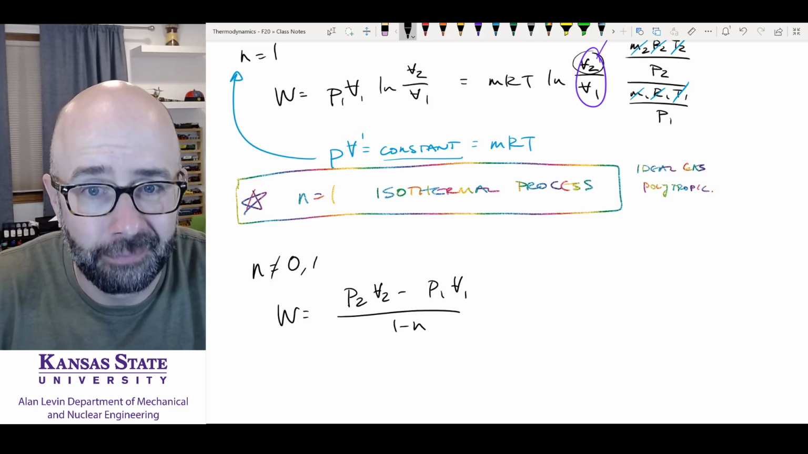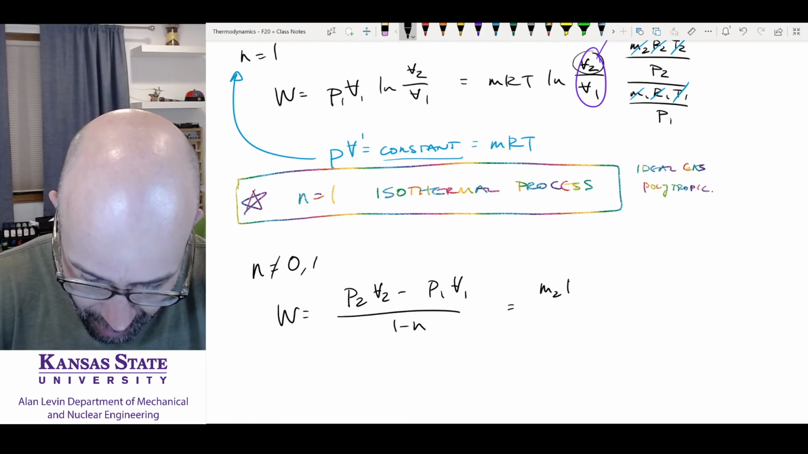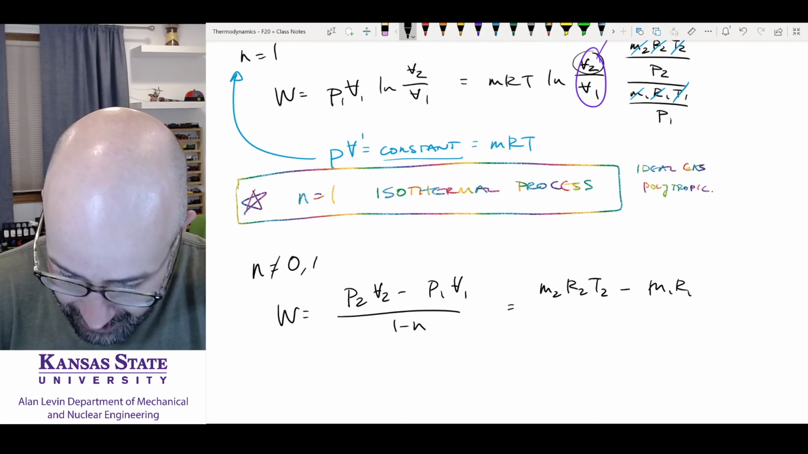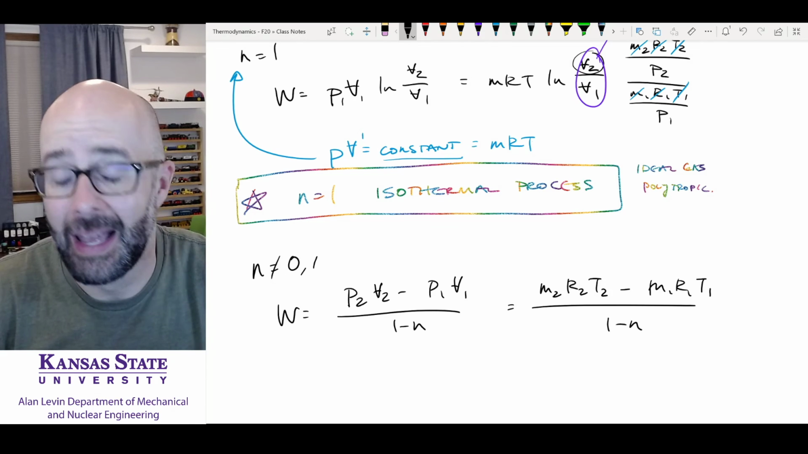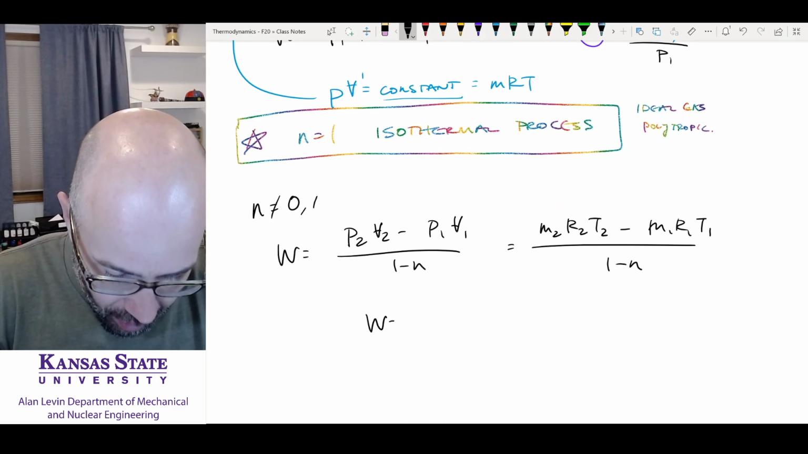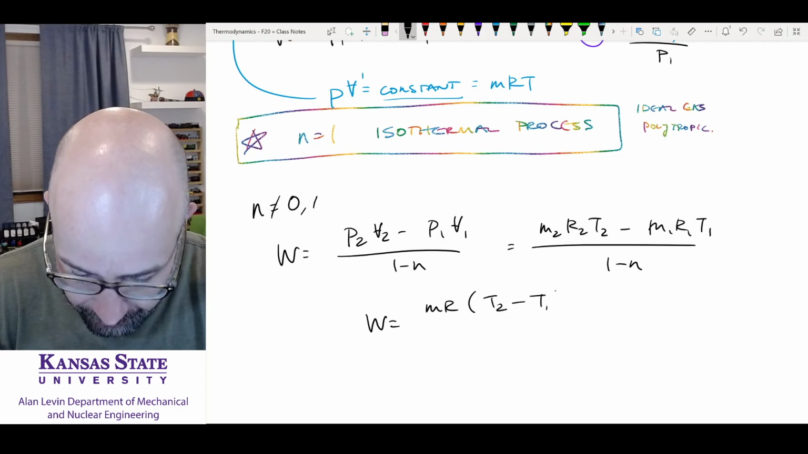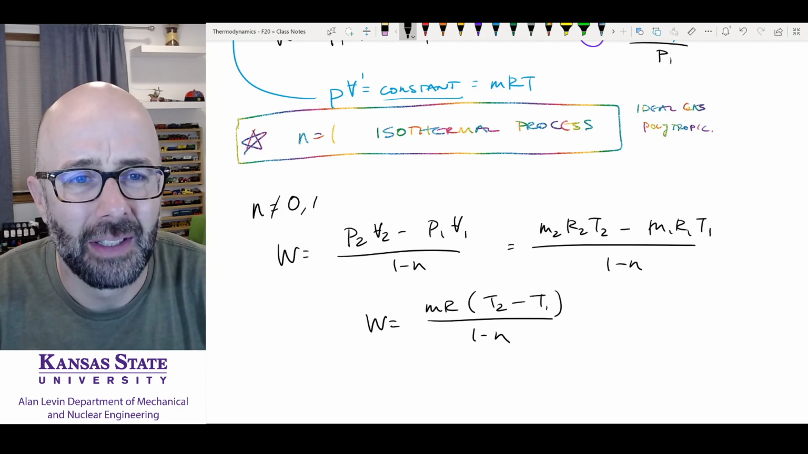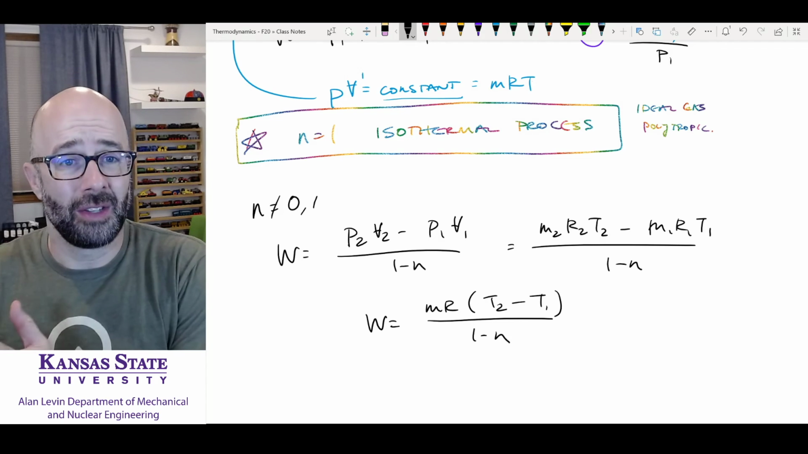Well, look there, P2V2. We can write this as m2R2T2 minus m1R1T1 all over 1 minus n by substituting the ideal gas law. And because our mass and R are going to be constant, our work is going to be equal to mR times T2 minus T1 all over 1 minus n. You could figure these out for yourself. You don't even know this, but for ideal gases, we have 2 ways to solve the equation.